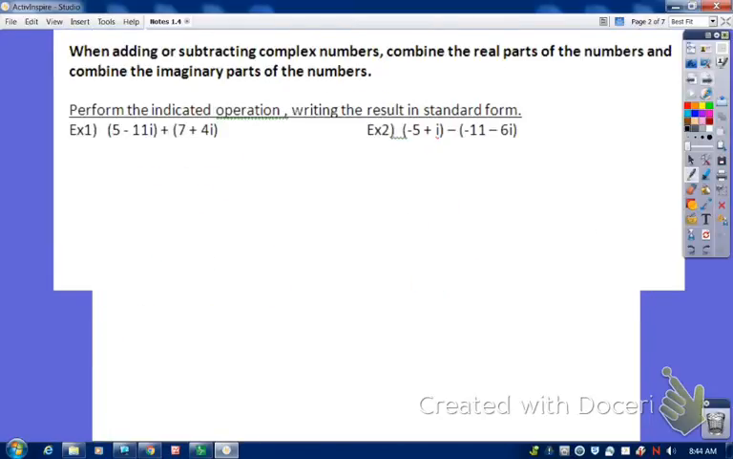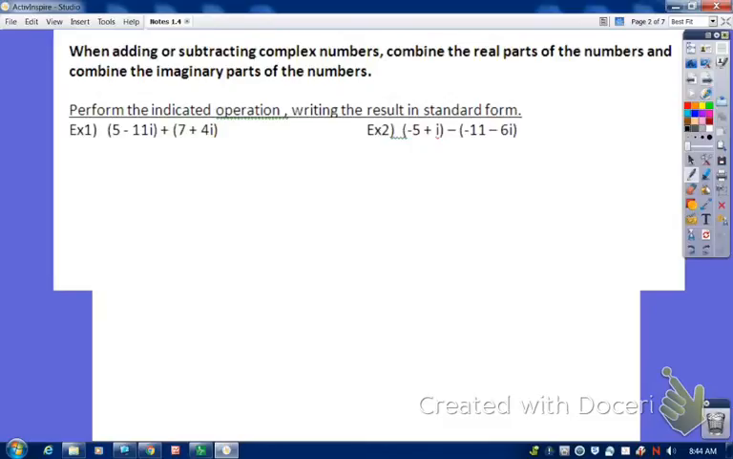We're going to have to add and subtract imaginary numbers. It says when adding or subtracting complex or imaginary numbers, combine the real parts of the numbers and then combine the imaginary parts. The real parts are like terms and the imaginary parts are like terms, but we can't combine a real part with an imaginary part.